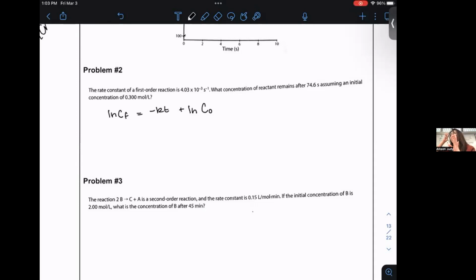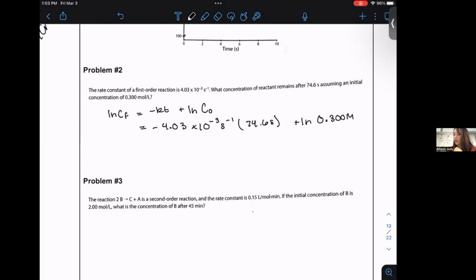So this was a plug and chug. Like, these are your dream problems, okay? So you get rate constant, sorry, is negative 4.03 times 10 to the negative 3 seconds to the negative 1 times time, which is 74.6 seconds. One reason you know time has to be in seconds, by the way, is because the rate law constant is in seconds. And your goal is to cancel out the units to have molarity left, okay? Plus the natural log of the initial, which is 0.300. And you can stick the molarity in there as a unit to kind of remind yourself. Honestly, unit tracking in these problems with ln is a little weird. Just kind of know that you have to end up in molarity if you're going to do concentration.